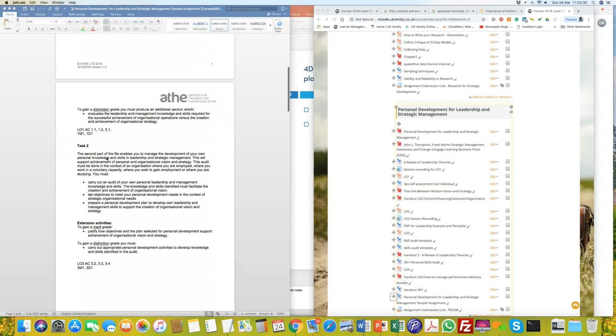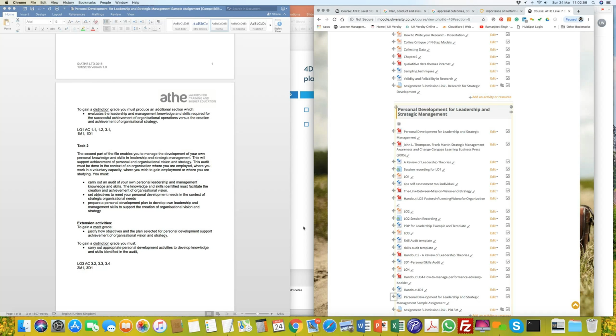In task 2, we are asking you to look at the second part of the file, which enables you to develop your own personal knowledge and skills in leadership and management. This requires the creation of personal and organizational vision strategies. So here, what you have to do is basically do an audit of your own leadership and management skills, using the skills audit template which has been provided. And in that template, do the skills audit.